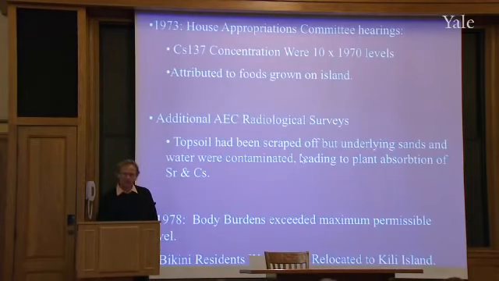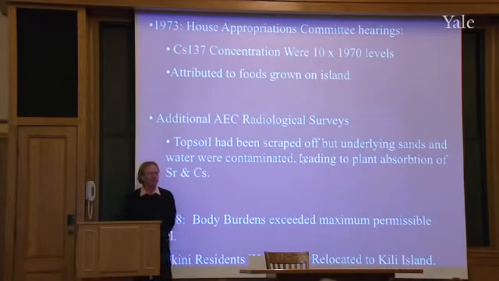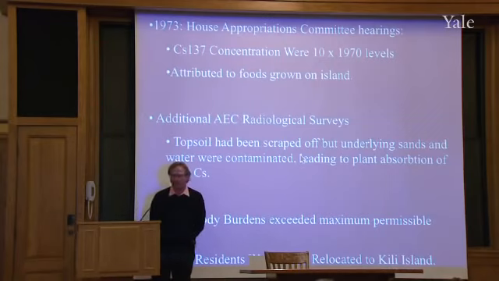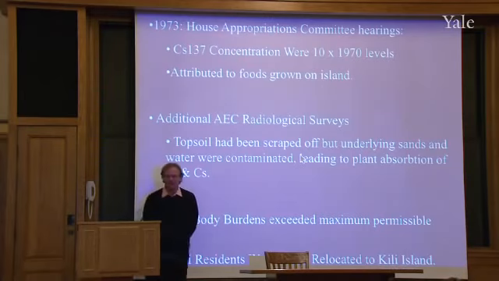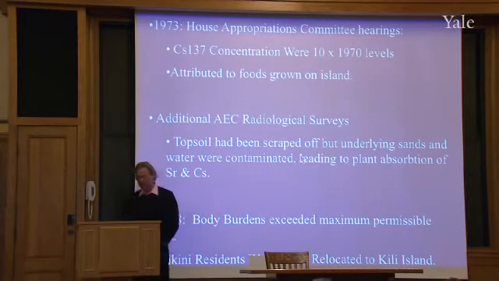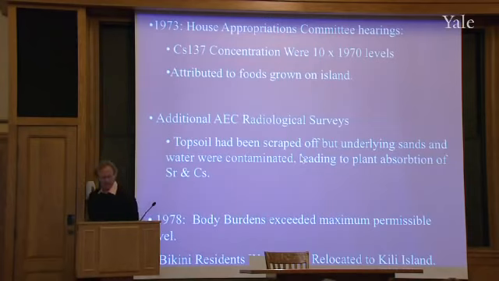Now, during the next decade, scientists continued to work, particularly at the Brookhaven National Laboratory on Long Island, and reported back to the House and Senate. Here's an example: the House Appropriations Committee heard reports from these scientists in 1973 that the cesium-137 concentrations were 10 times higher than the 1970 levels. Cesium is measured in their urine. It's an easy radionuclide to detect. And it was attributed to the foods that were grown on the island.